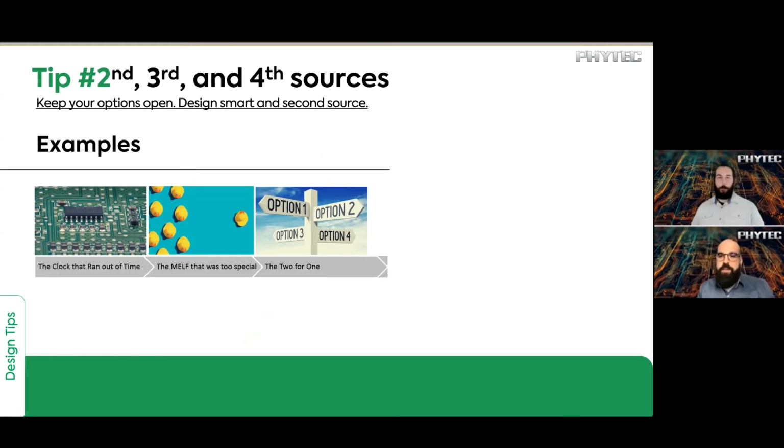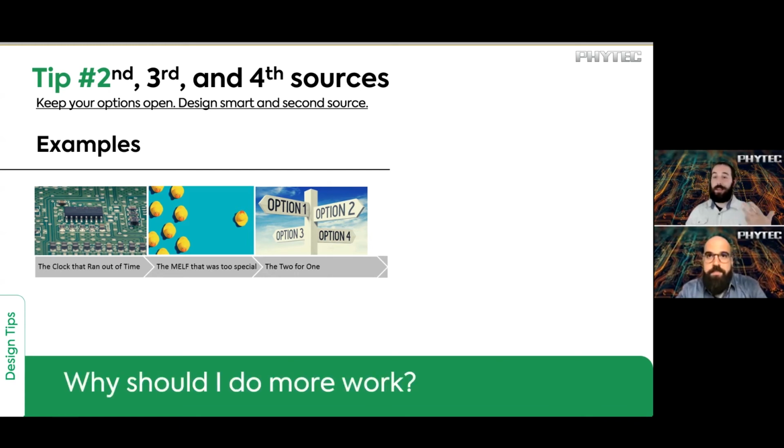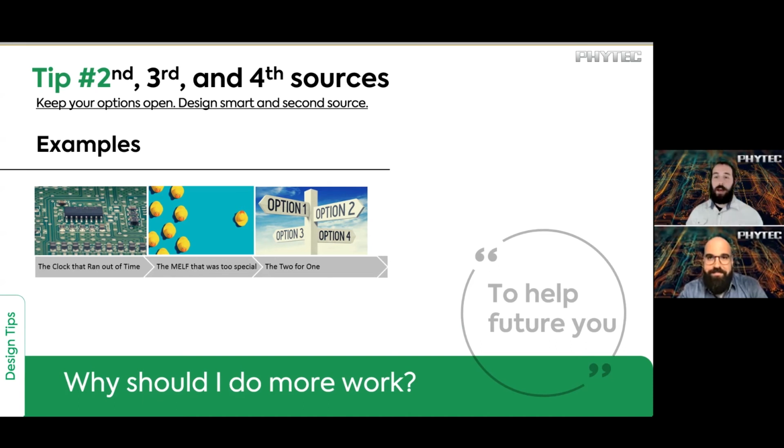What did we do at PHYTEC to improve the situation, or what are our examples here to make the best possible to be prepared for the future? So yeah, you hear all of that second source stuff. That sounds like a lot of stuff to check. That sounds like a lot of work to do. And trust me, it is. But why should I do more work now to make sure that those parts are second sourceable? To help out me in the future.